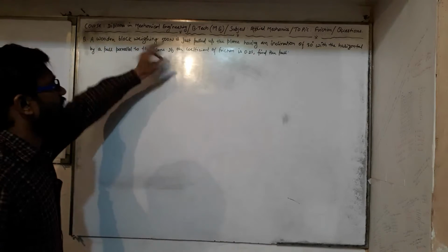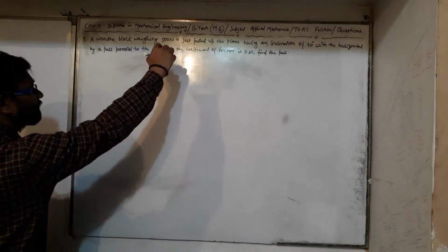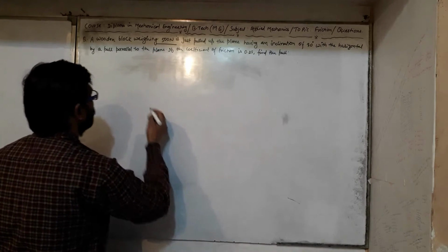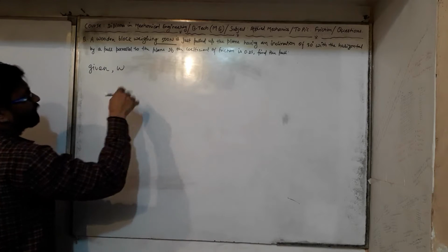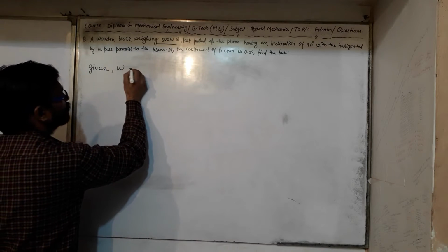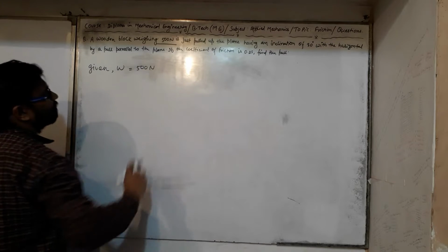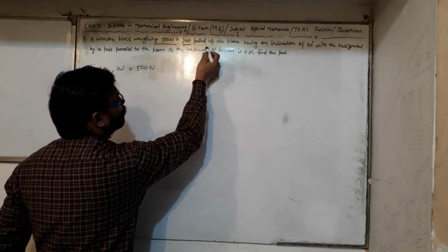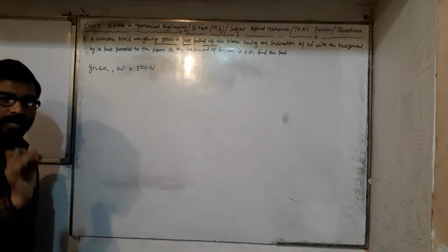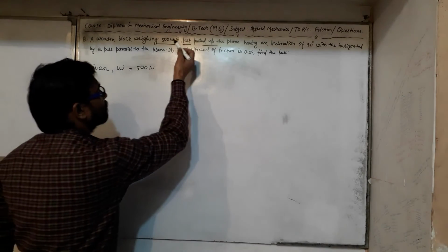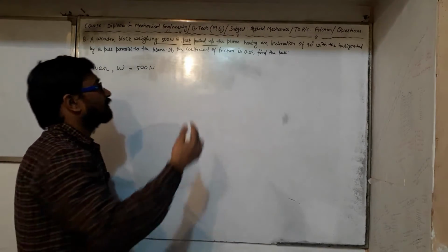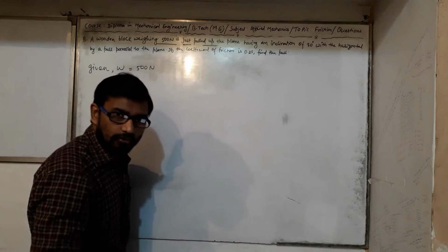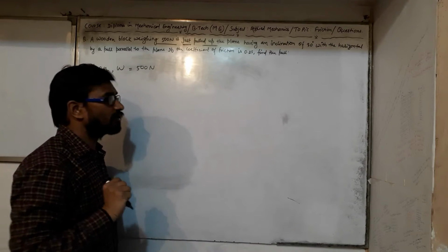The question says a wooden block weighing 500 Newton. If I consider this as the given data, W is the weight of the wooden block, whose value is 500 Newton. Just pulled up. Concentrate on this one phrase: just pulled up means not pulling but about to pull. It means the body is not moving but about to move. So it is the case of limiting friction.